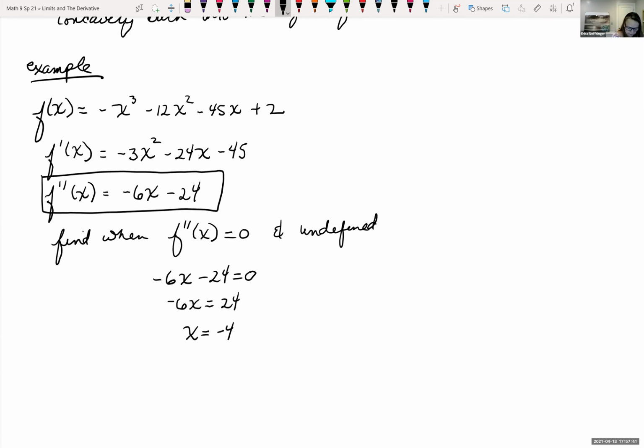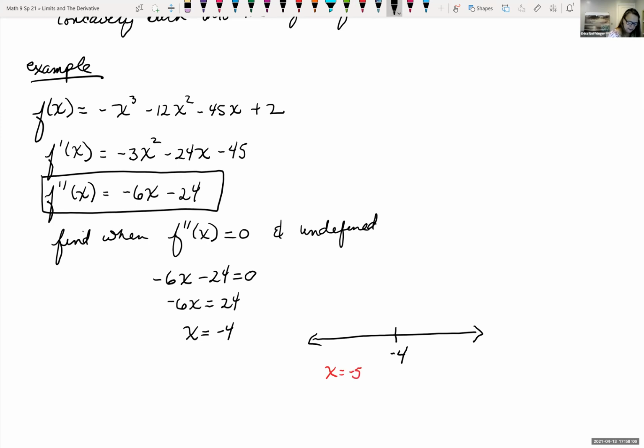So here's a critical number, possible inflection point, changing at negative 4. So we want to test a number to the left of negative 4 and to the right of negative 4. And we're plugging it in again to that second derivative. So choose a number to the left of negative 4. So how about x is negative 5?